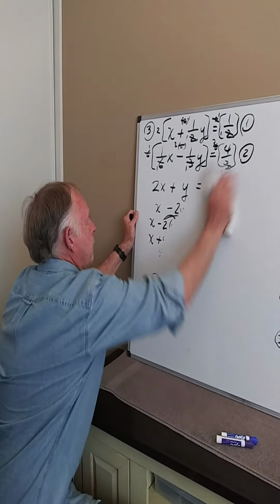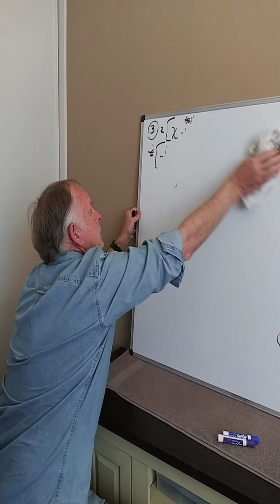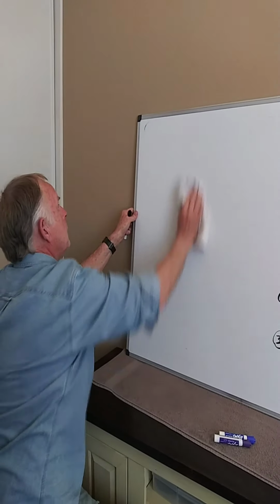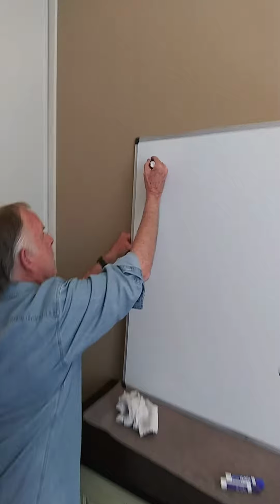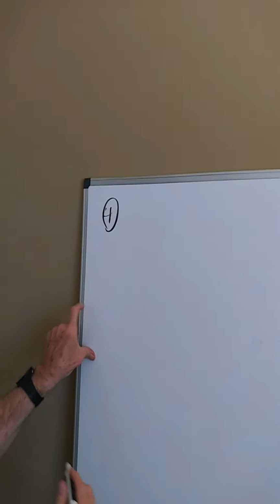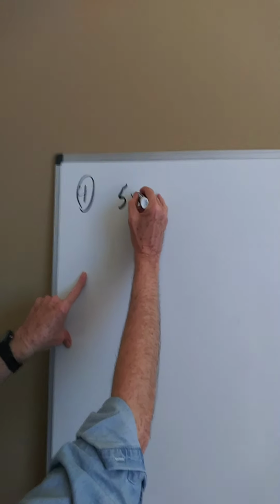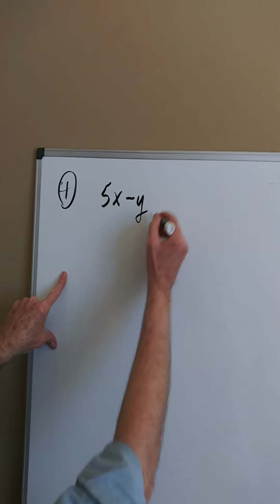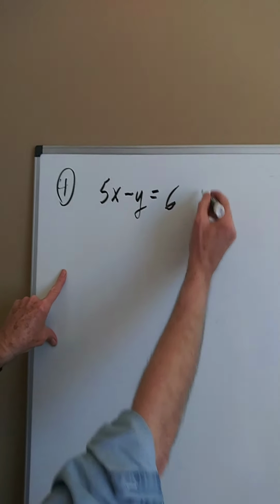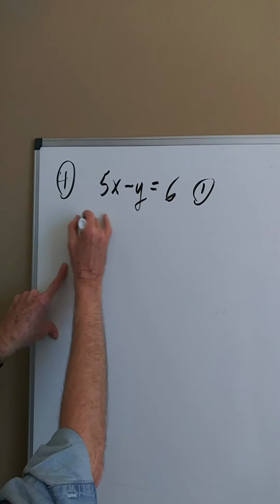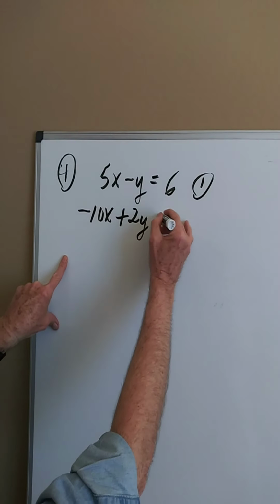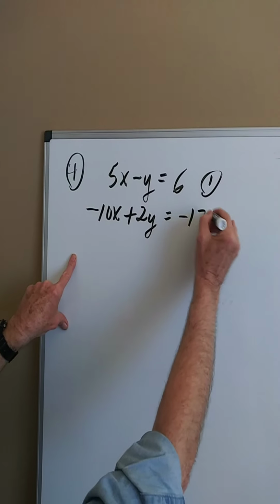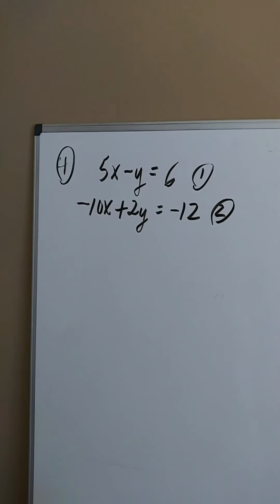Now let's finish up that fourth one. A heads up on the fourth one: it's going to be unique. It's one of the special kinds of cases that we wanted to share. Here it is. 5x minus y is equal to 6. That's number 1. Negative 10x plus 2y is equal to negative 12, and that's number 2.